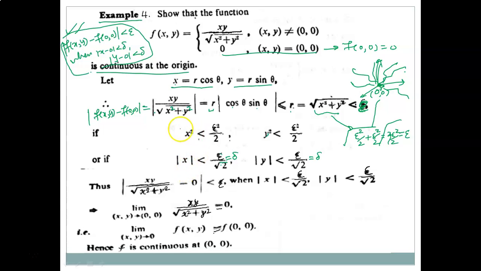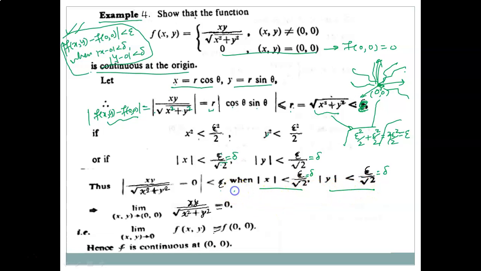Fine. So you can see what we have obtained. We started from |f(x, y) − f(0, 0)|, and ultimately the thing is less than epsilon whenever mod of x is less than delta and mod of y is less than delta. So you can say xy divided by the square root of x square plus y square, minus 0, is less than epsilon whenever this holds. I am calling it delta for your convenience, for making an analogy with the definition. So you can say the definition is satisfied.